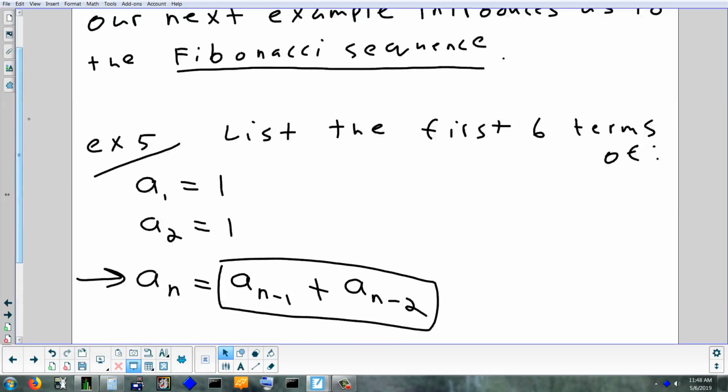Now, a Fibonacci sequence is actually part of a bigger group of things called a Lucas sequence. Anytime you start with two numbers and add them together to get the next one, that's called a Lucas sequence. If you start with the numbers 1 and 1, it's a particular Lucas sequence called the Fibonacci sequence.